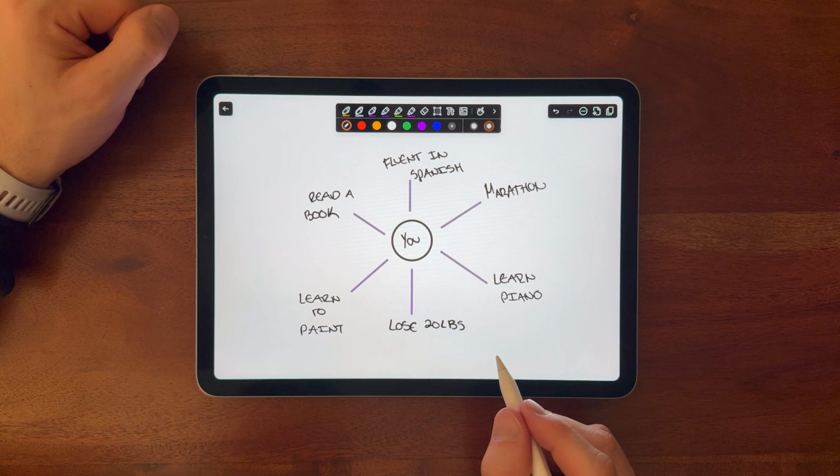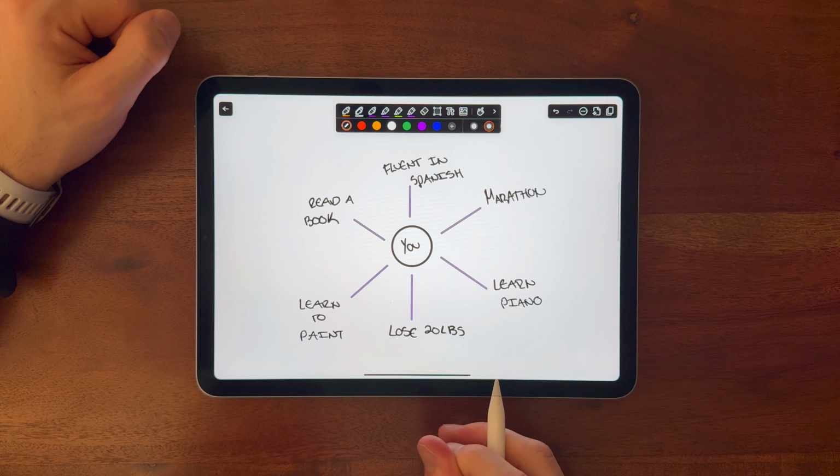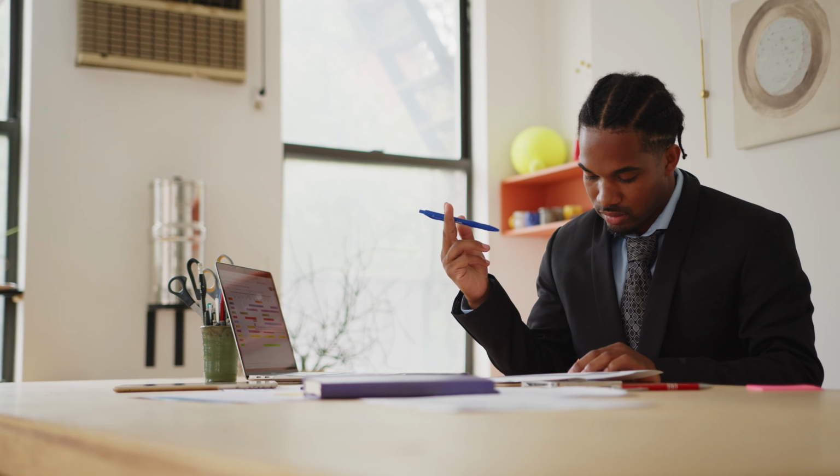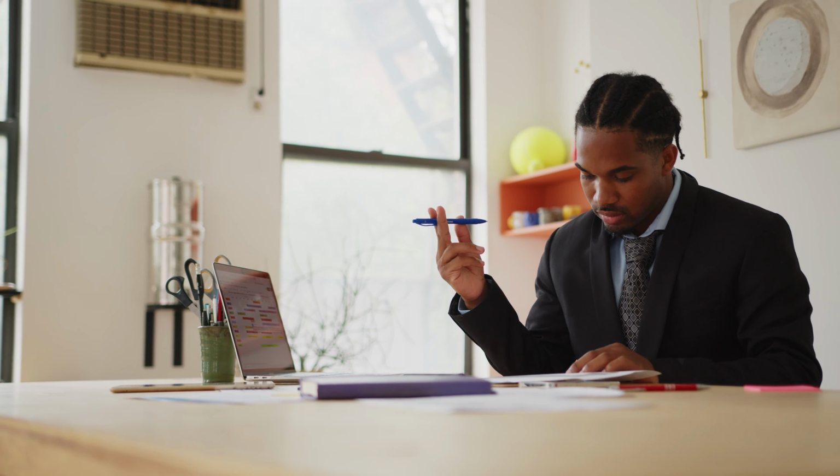Now that you've put in all your goals for the year, you want to go ahead and do some research. See how long it will take for you to accomplish each one of these goals if you were to start today. A lot of this will differ depending on your starting level.